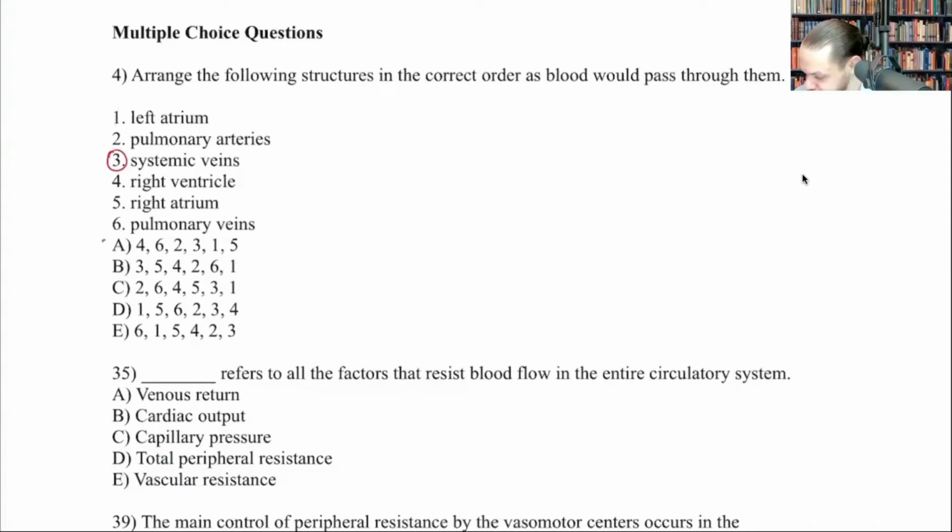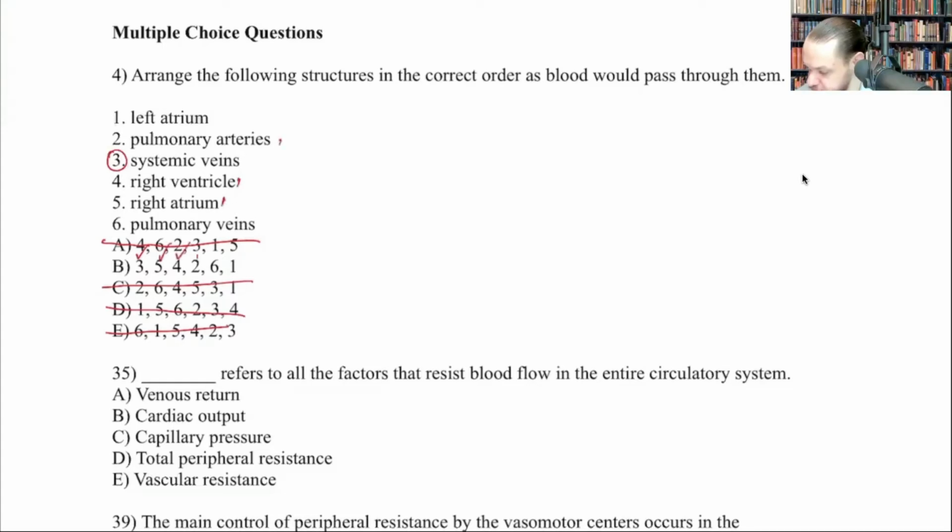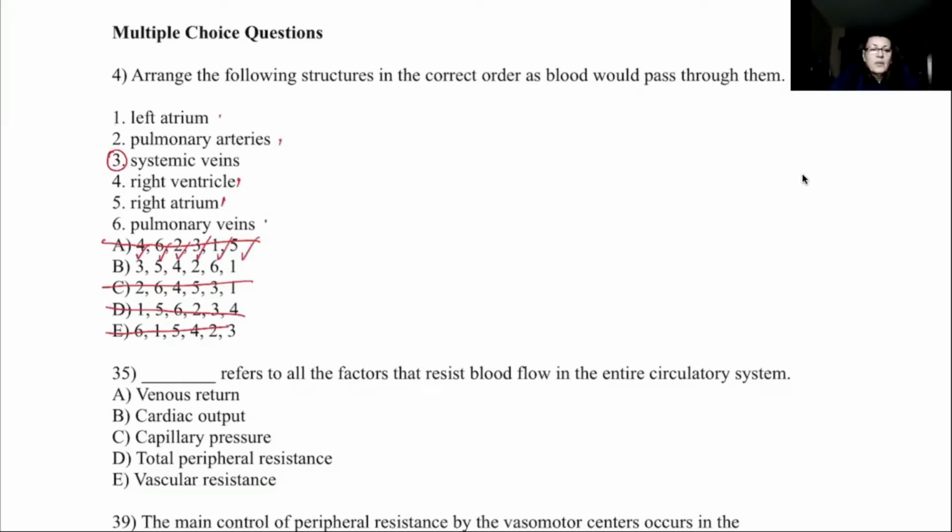So we got B then. This eliminates everything else pretty much, right? Then we got 3, 5, 4, 2, 6, 1. We just have to make sure. Systemic veins, then 5 says right atrium, which makes sense. Right ventricle makes sense. Number 2, pulmonary arteries, yes, and then pulmonary veins, left atrium. Everything else makes sense.